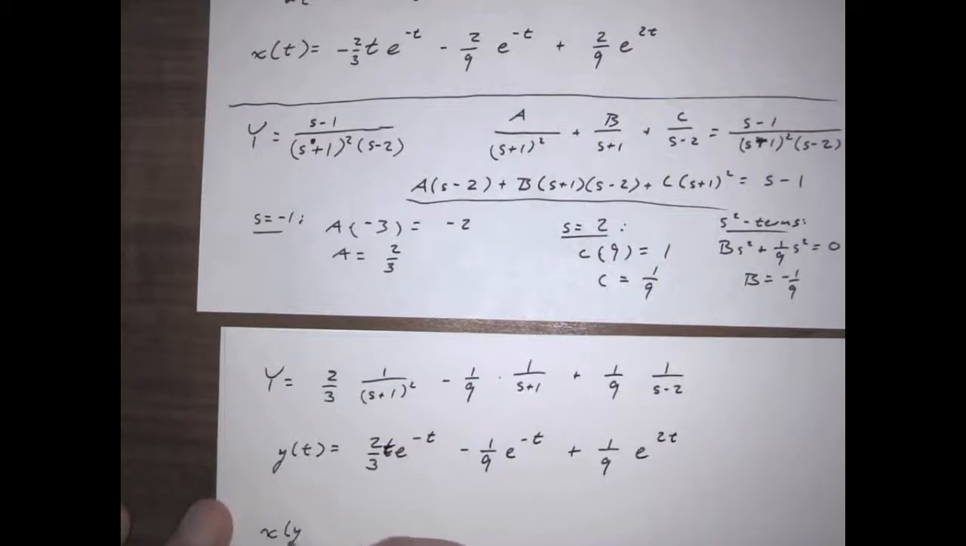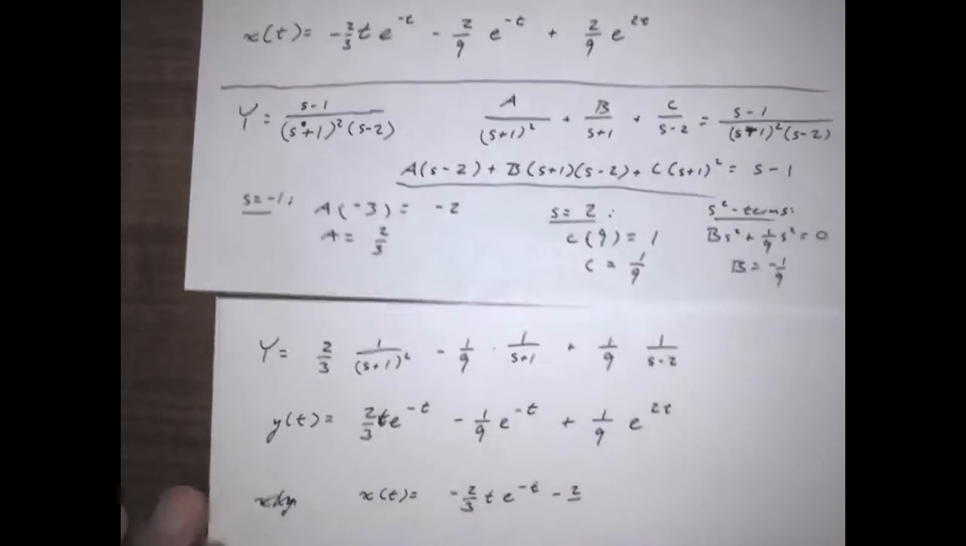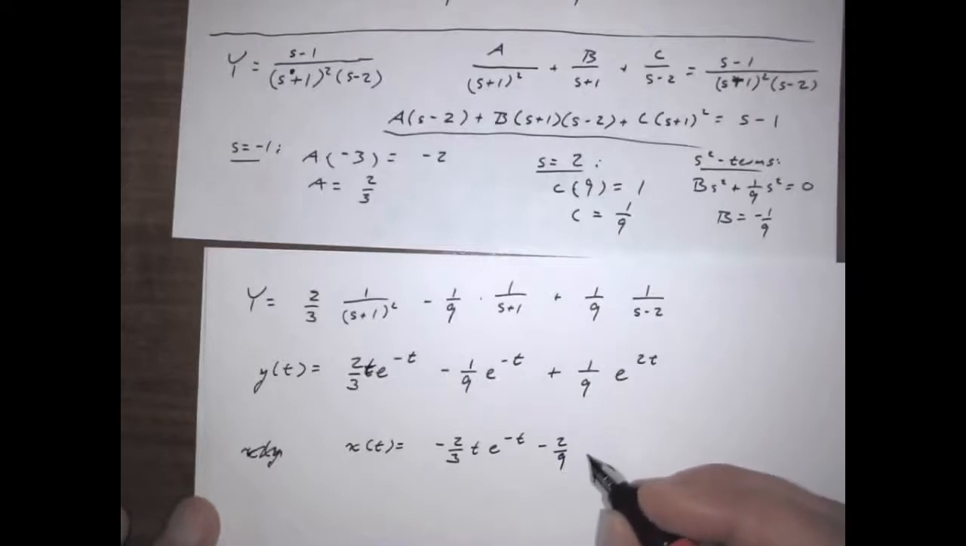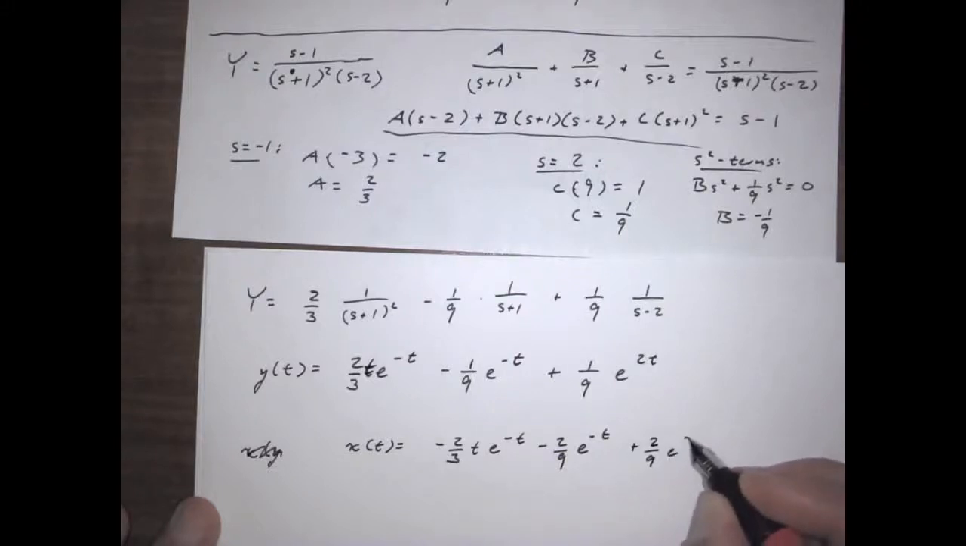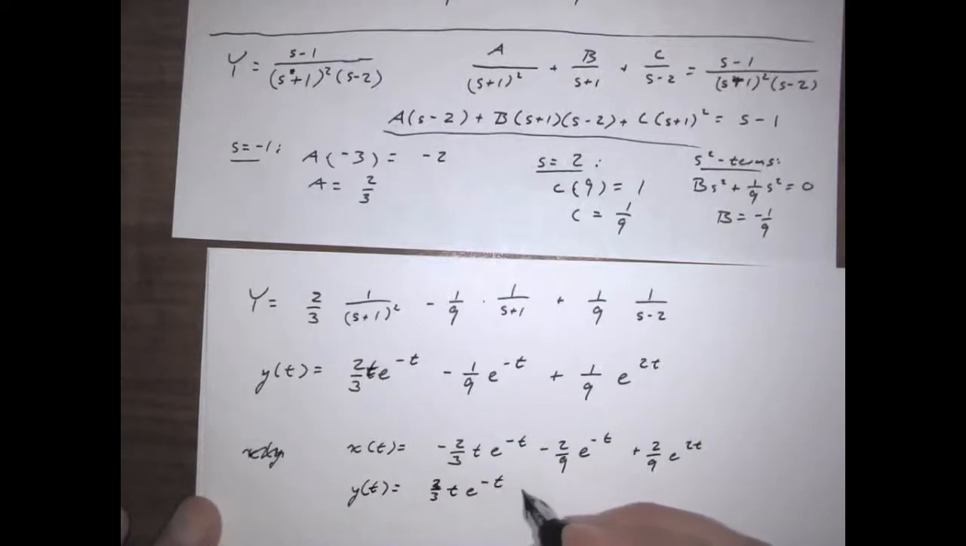So x and y are then negative 2/3 t e to the negative t minus 2/9 e to the negative t plus 2/9 e to the 2t, and y of t is what we just found. So 2/3 t e to the negative t minus 1/9 e to the minus t plus 1/9 e to the 2t.